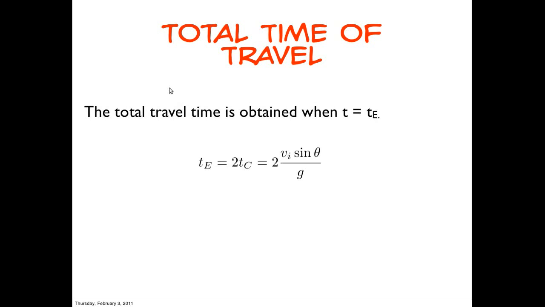We have already seen in 1D vertical motion that the motion is symmetric, meaning the time up equals the time down. The same rule applies here in 2D motion. The time that the projectile takes to go up is the same as the time that the projectile takes to go down. That means that the total time traveled, t_E, is equal to 2 times t_C. So this is equal to 2 v_i sine theta divided by g.